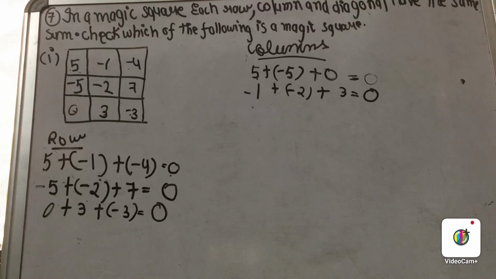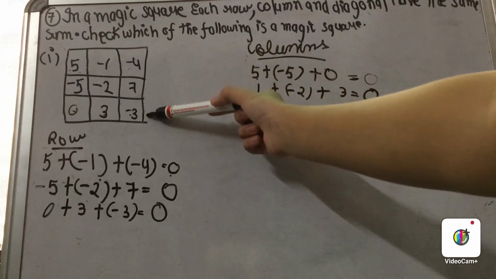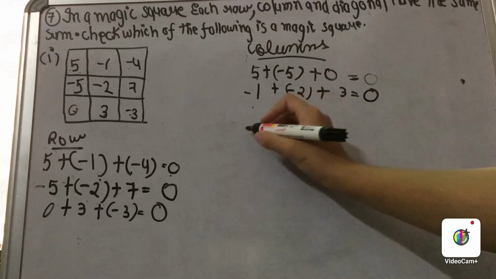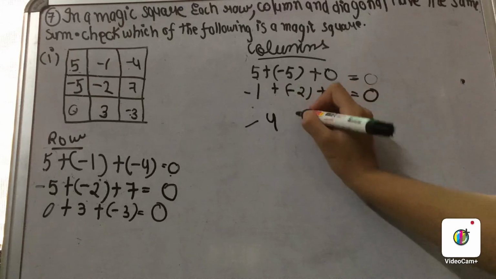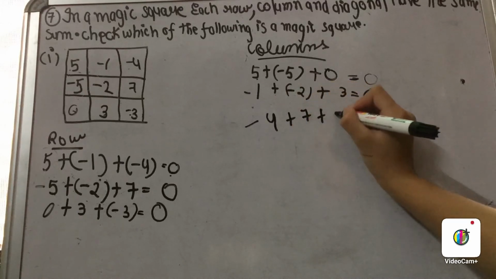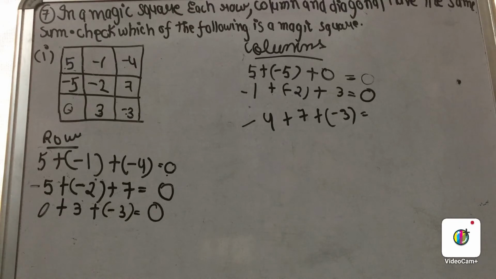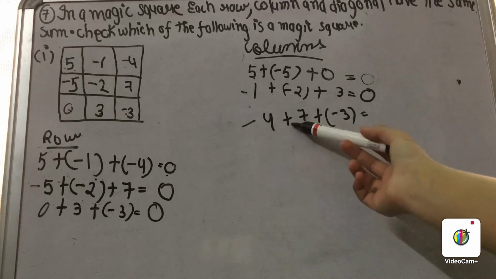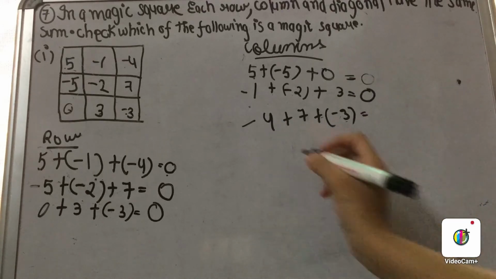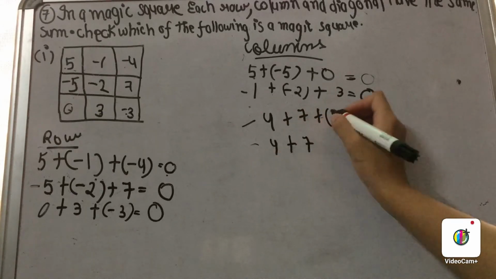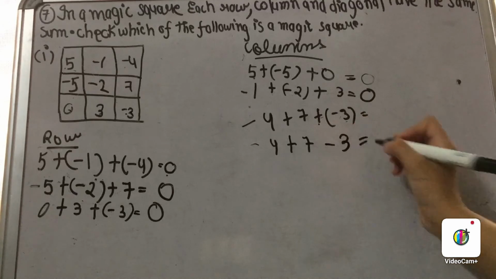Our next column is -4, 7 and -3. So now let us solve it. -4 plus 7 plus -3. So now moving on and solving our equation. What is our equation? -4 plus 7 plus -3. So now let us solve it. It will be -4 plus 7 plus minus, so it will be -3 equal to.